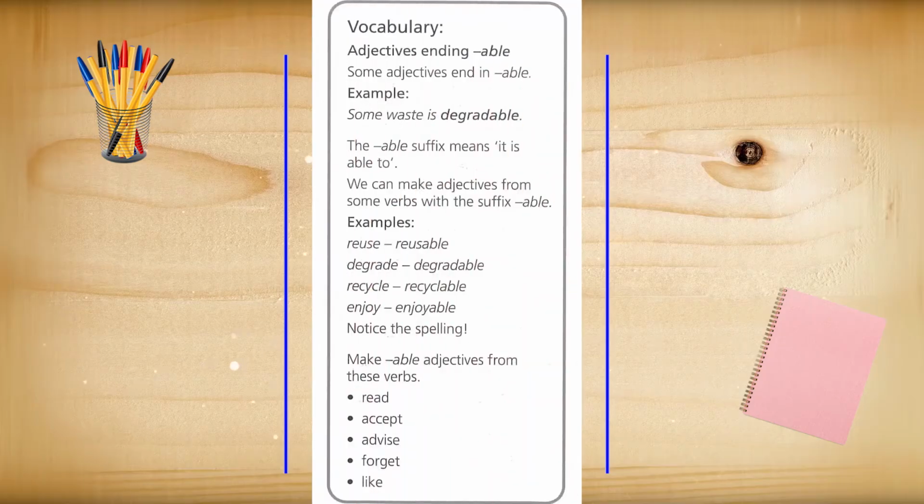And the last thing to end this episode with would be from page 105 in your workbook. Check with me the vocabulary table that we have. Vocabulary. Adjectives ending in able. Some adjectives end in able. For example, some waste is degradable. The able suffix means it is able to. We can make adjectives from some verbs with the suffix able. Examples: reuse, reusable; degrade, degradable; recycle, recyclable; enjoy, enjoyable. Please notice the spelling. Make able adjectives from these verbs.